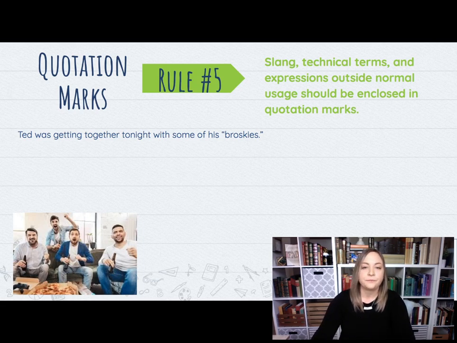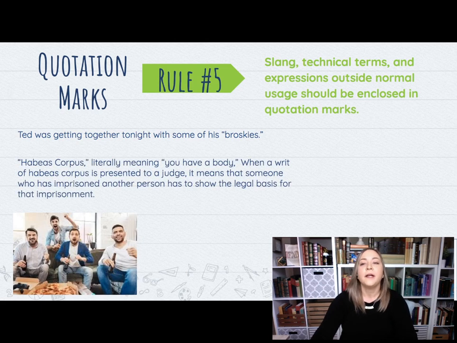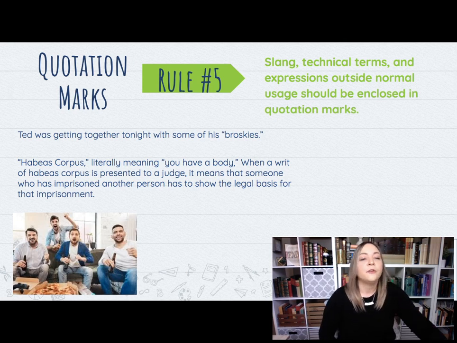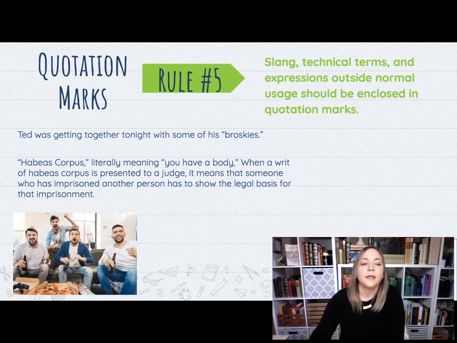Our next example is leaning more towards technical terms. "Habeas corpus," literally meaning you have a body, when presented to a judge means that someone who has imprisoned another person has to show the legal basis for that imprisonment. So guys, if you're quoting something or explaining a term like this, "habeas corpus," it's Latin, you should put it in quotation marks because it's a technical term that your reader is likely not going to know, and this indicates that. It tells them that this is a term you likely don't know.